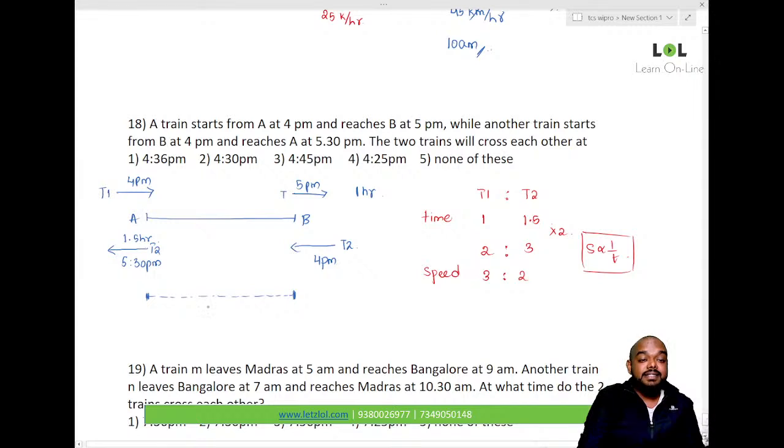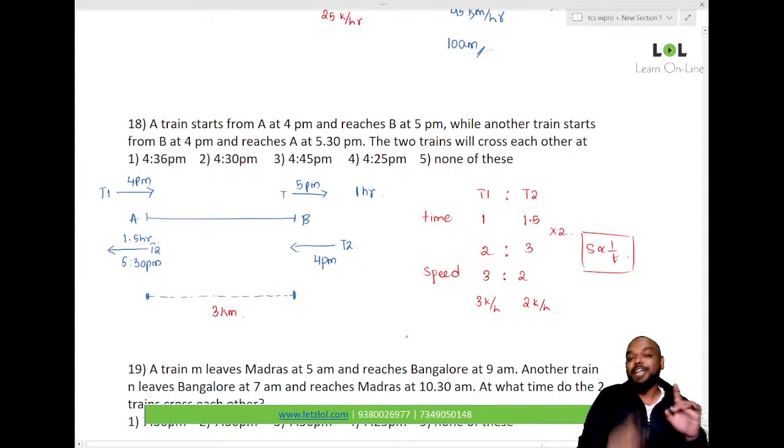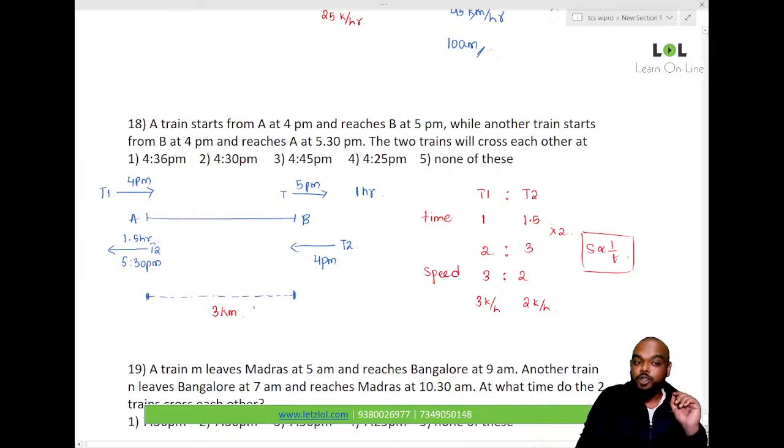Now consider the distance as 3 kilometers. Here, unlike in the previous cases, we cannot consider the distance as the LCM. Why? I'll tell you. The speed ratio is 3:2, so let us consider train 1's speed as 3 km per hour and train 2's speed as 2 km per hour. Train 1 reaches in 1 hour. Its speed is 3 km per hour, so the distance also must be 3 kilometers. If its speed is 3 km per hour, only when the distance is 3 kilometers can it cover it in 1 hour.